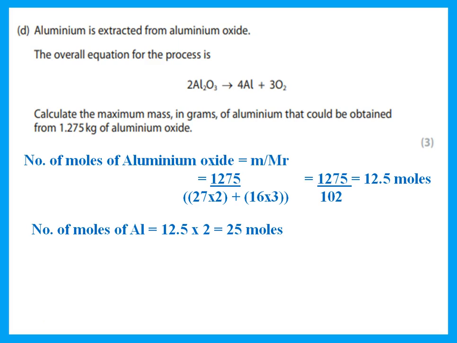Now, from the number of moles, what does he want? He wants mass. Calculate mass. How do we get mass? Number of moles times MR, and that gives me 675 grams of aluminium.